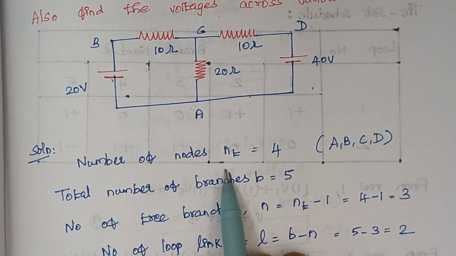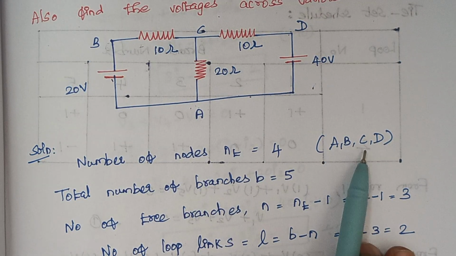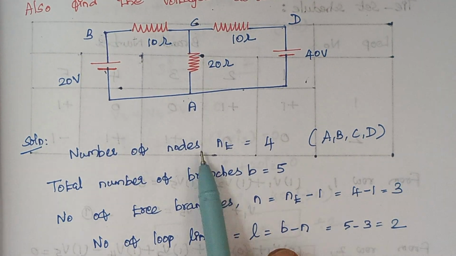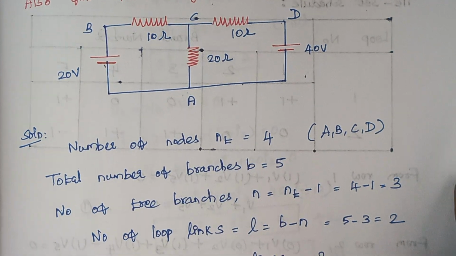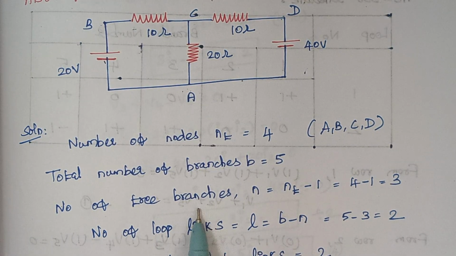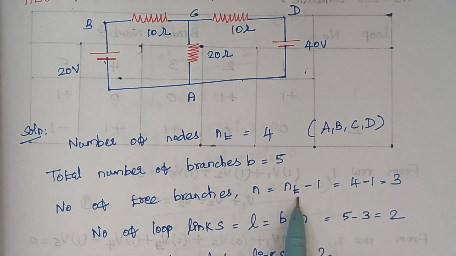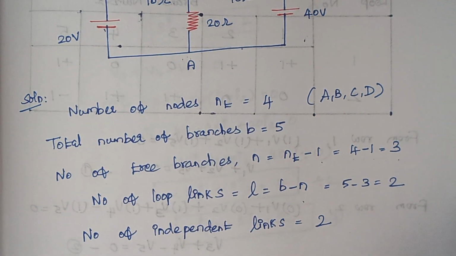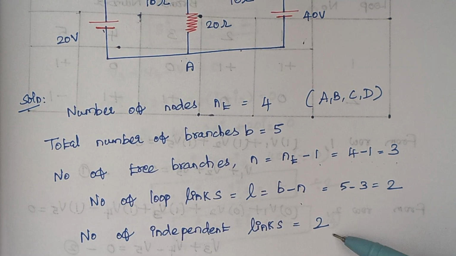So here the number of nodes is 4, namely A, B, C and D, and the number of branches is 5. The number of tree branches is given by the formula: total number of nodes minus 1. So 4 minus 1 is equal to 3. And the number of loop links is given by B minus N, so it is 5 minus 3, which is equal to 2. And the number of independent links is 2 in number.